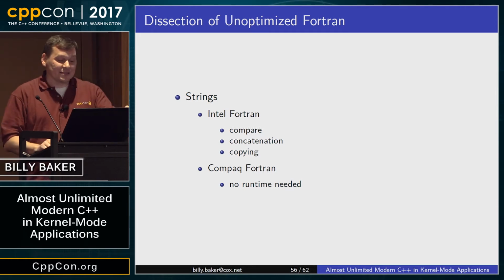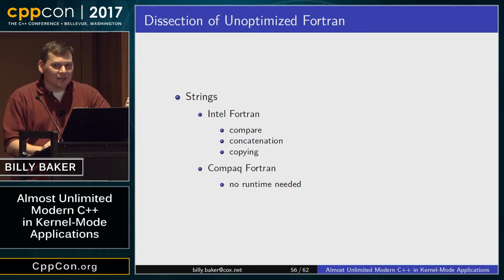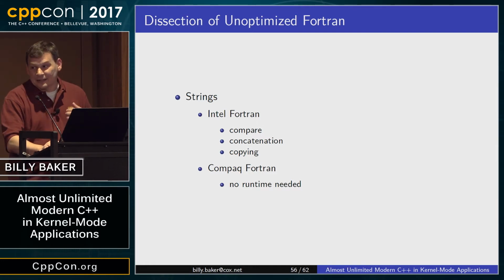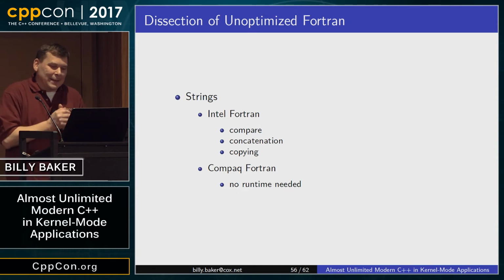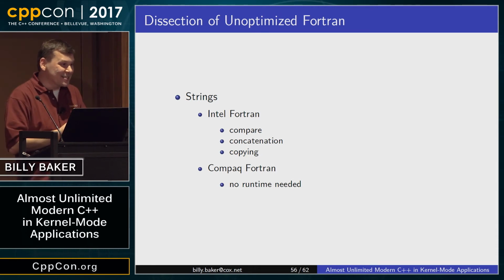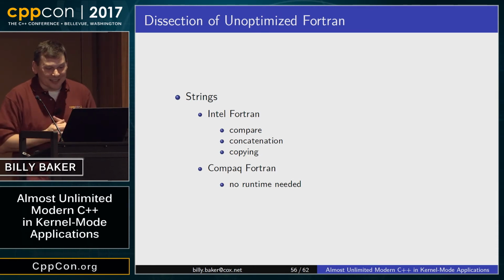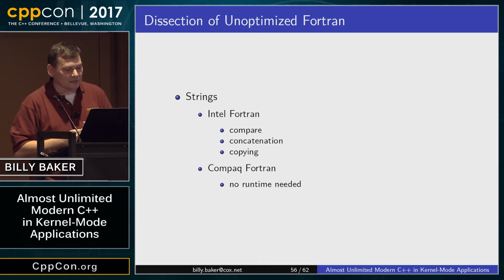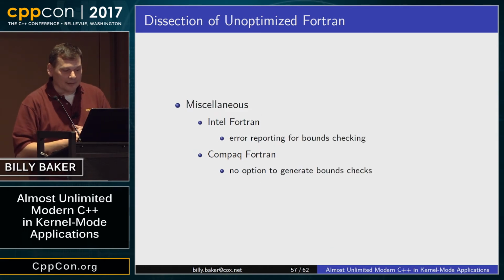If we look at strings, it's a little different story. The Intel compiler for Fortran generates at least 3 runtime calls to do comparisons, concatenations, and copying of strings. And if you've ever worked with Fortran, things get interesting with strings because we want to pad with spaces at the end instead of null termination. And so comparison and concatenation winds up with some quite strange algorithms. Compaq Fortran, slightly older than the Intel work, didn't have any problems as far as needing runtime calls. It just implemented everything right in line.